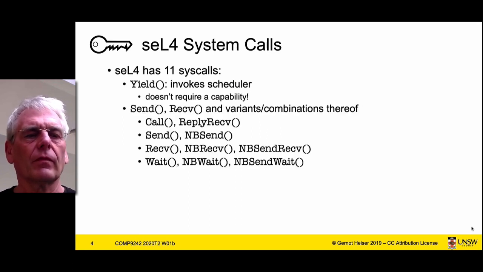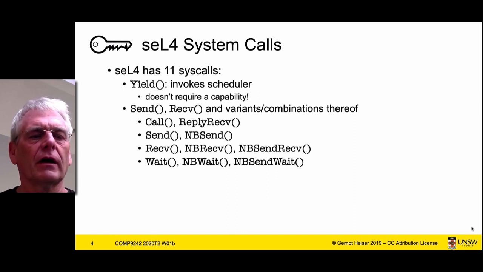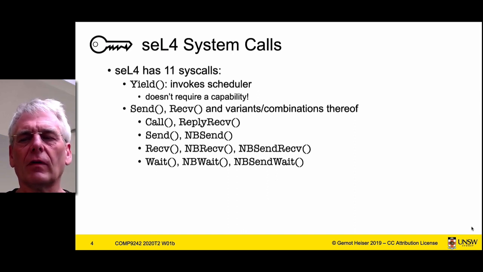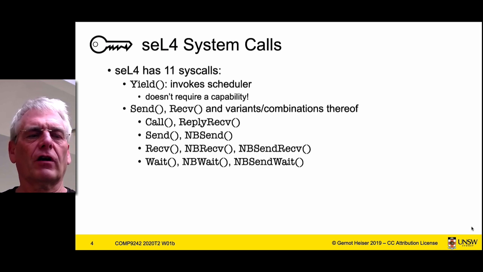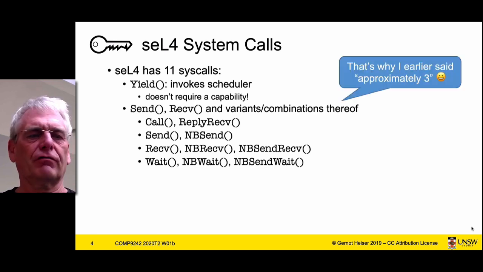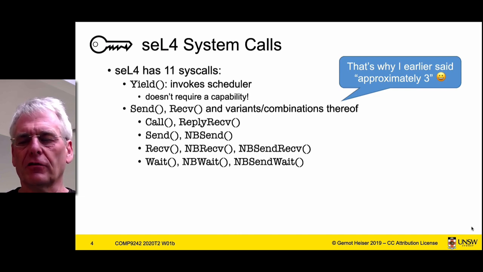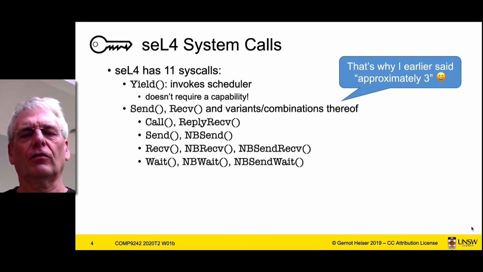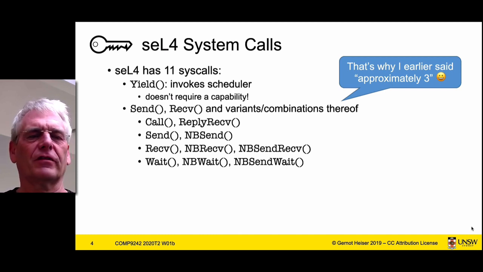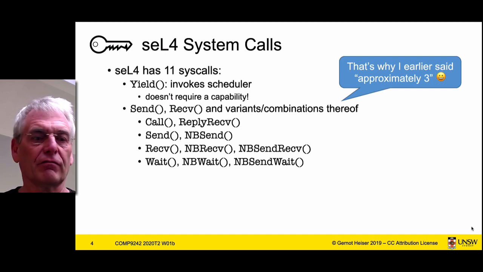Then there are the IPC operations we've encountered before, and there are 10 in total, which are constructed from the basic send and receive, which is why I originally said approximately 3, because there are three fundamental ones. But then there are combinations for various reasons. One is simply efficiency. If you can do a send and receive in a single system call, you save overhead. And typically you do a send followed immediately by a receive.